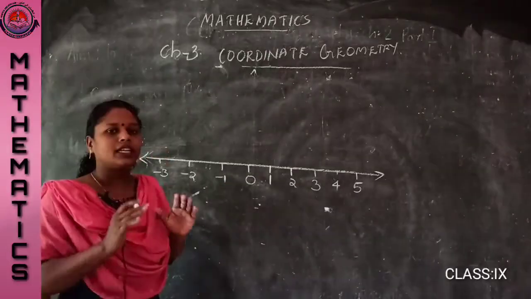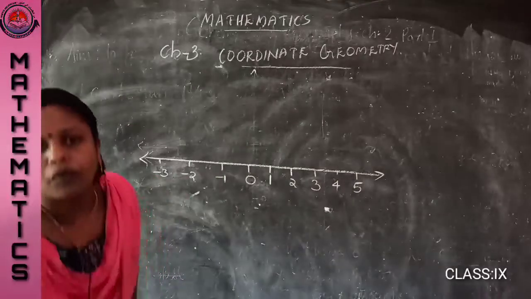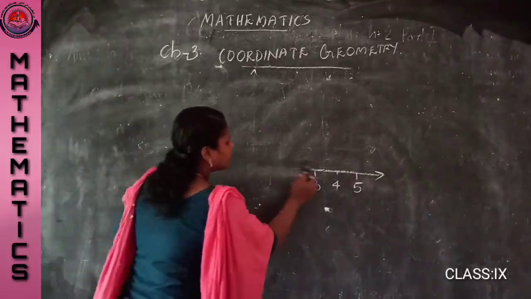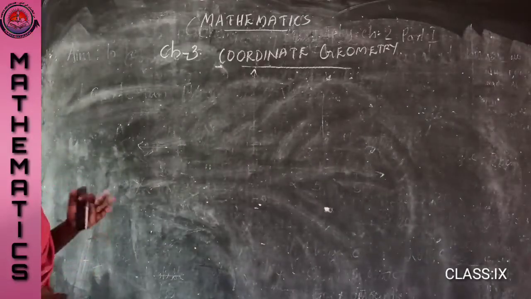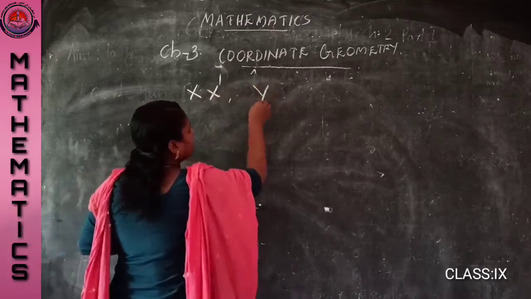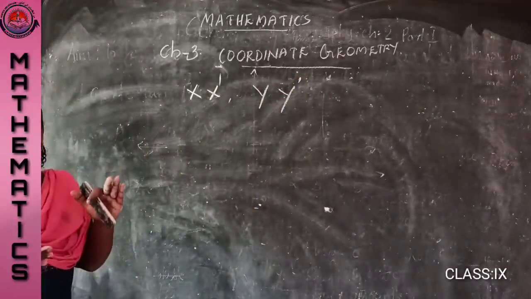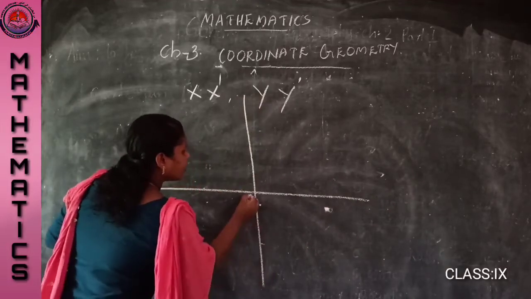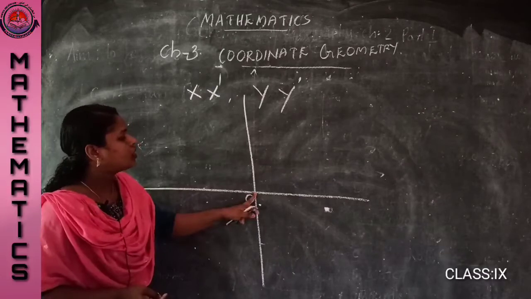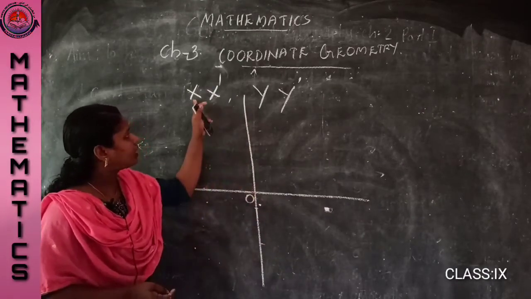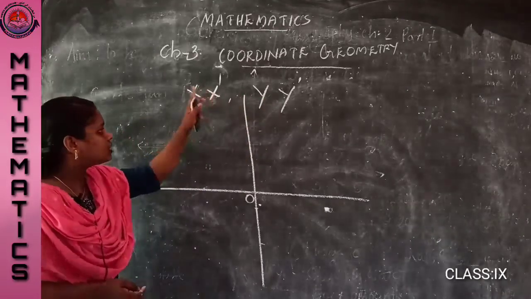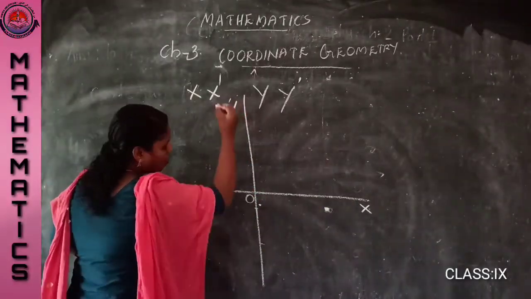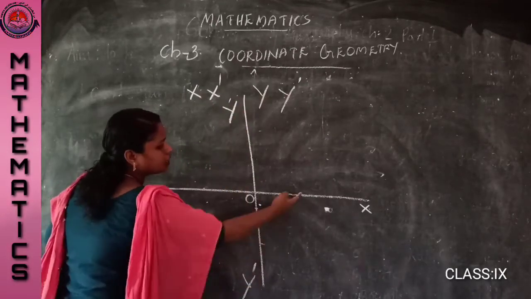For this we need two such lines. One will be horizontal and one will be vertical, and we can name the horizontal line and the vertical line X X dash and Y Y dash. They are perpendicular to each other, which means they intersect at their origin. This is the origin of X X dash and Y Y dash, where X X dash is the horizontal line, and it is the origin of both the lines.